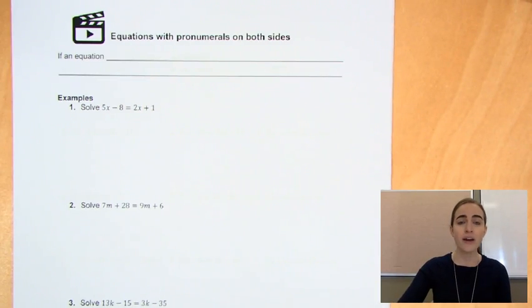In this video, I want to have a look at equations that have pronumerals on both sides. So if an equation has a pronumeral on both sides of the equal sign, then our first step is to rearrange it so that they're all on one side of the equal sign. So we eliminate all the pronumerals on one side. Then we've just got a standard equation and we can solve it as we have been.